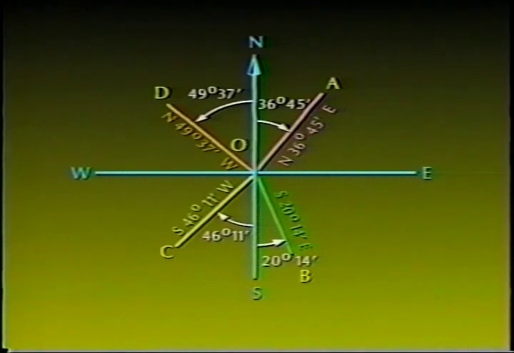Note that measurement of bearings in the northeast quadrant starts at north and rotates in a clockwise direction to the east. While bearings in the northwest quadrant also start at north, they are measured in a counterclockwise rotation to the west. Bearings in the southeast quadrant start at south and are rotated in a counterclockwise direction to the east. Bearings in the southwest quadrant also start at south and are measured in a clockwise rotation to the west.